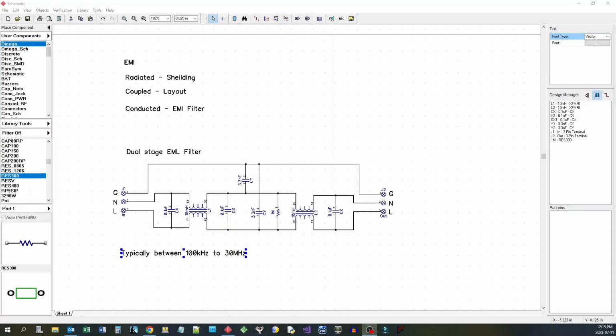Hi folks, I'm going to do a little video here on EMI. What is EMI? It's electromagnetic interference. Basically, we've got three different types of EMI.